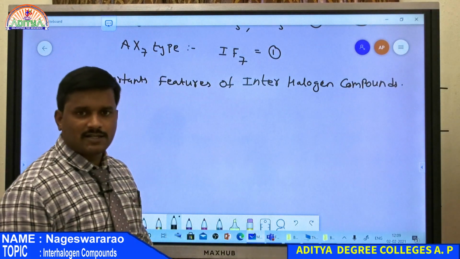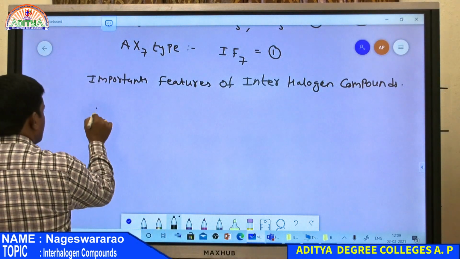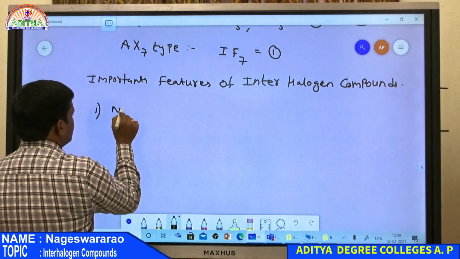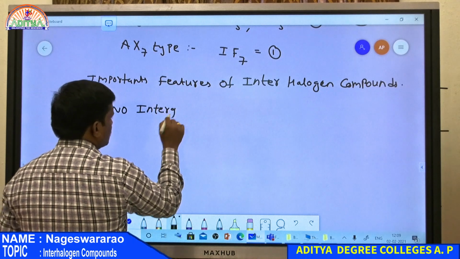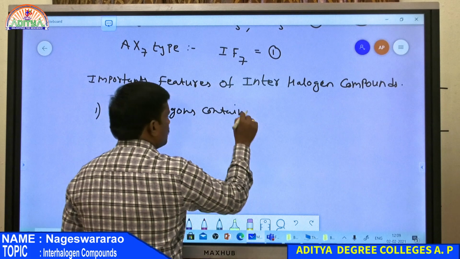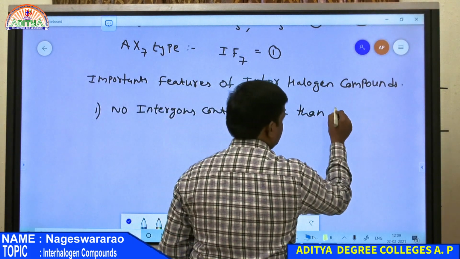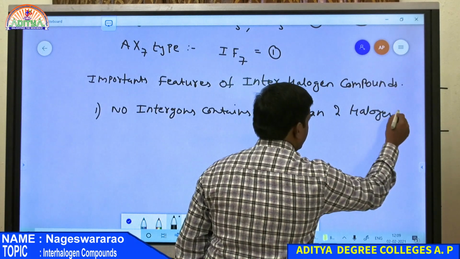So, important characteristic properties of interhalogen compounds. The first one is that no interhalogen contains more than 2 halogens.